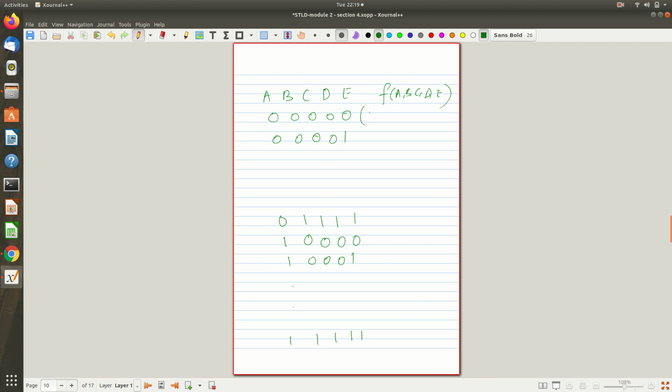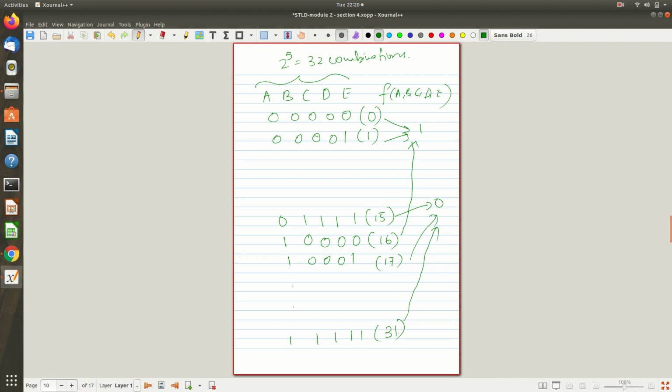You know this is 0 in decimal, this is 1, and this is 15, the first half. And this is 16, this is 17, etc. Finally this is 31. So using 5 variables, you can have 2 power 5, that is 32 assignment combinations. Corresponding to each of them, there will be a mapped value. It can be mapped to 1, this to 1, this I am going to map to 0, this to 1, randomly mapping, nothing special. This is how a 5 variable Boolean function looks. So that is about it.